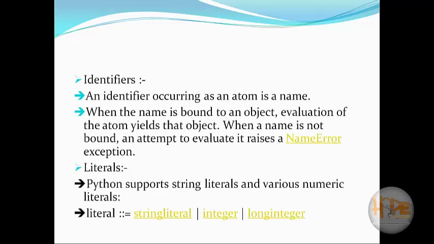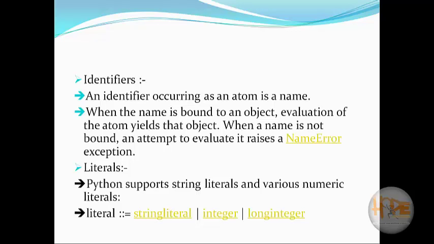Now we see the identifier. An identifier occurring as an atom is a name. When the name is bound to an object, evaluation of the atom yields that object. When a name is not bound, an attempt to evaluate it raises a NameError exception.